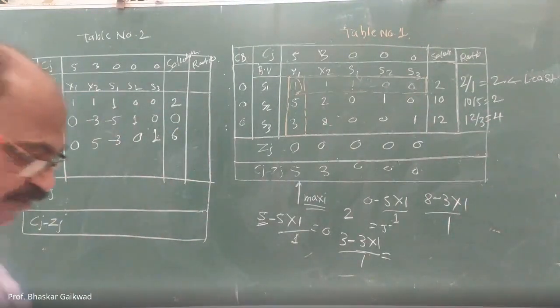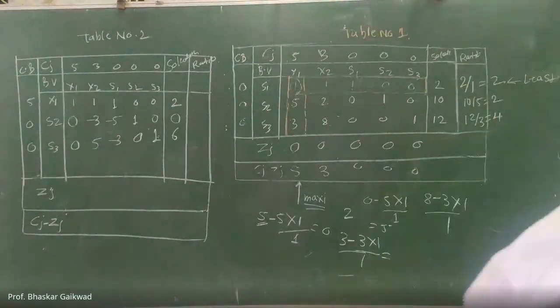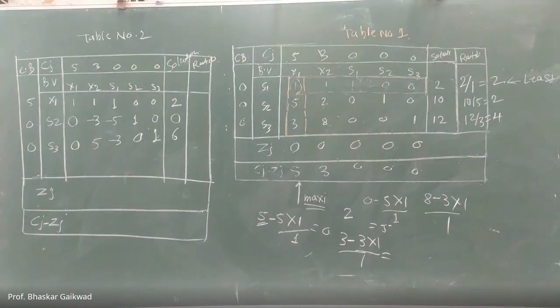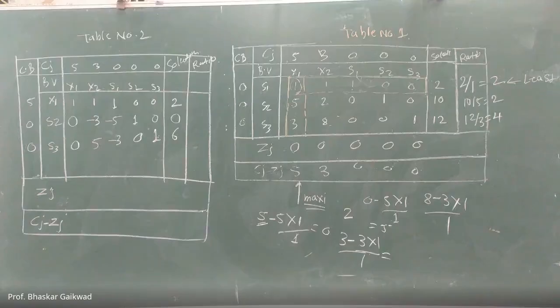So anybody having any doubt up to here? Anybody having any doubt, you can ask. No doubt. Now what is the next step? What is the next step? ZJ. Okay. How to calculate ZJ?